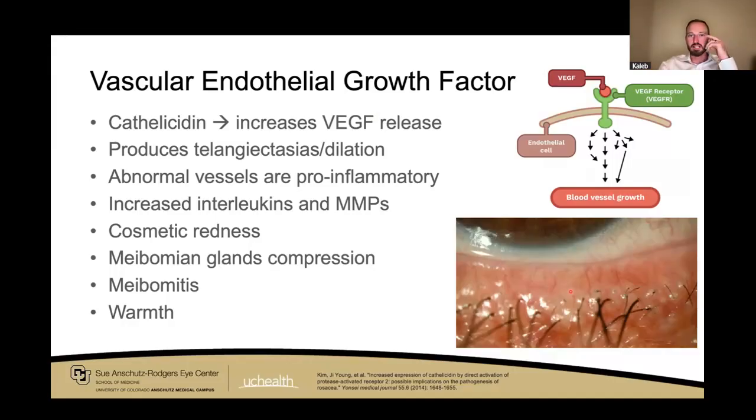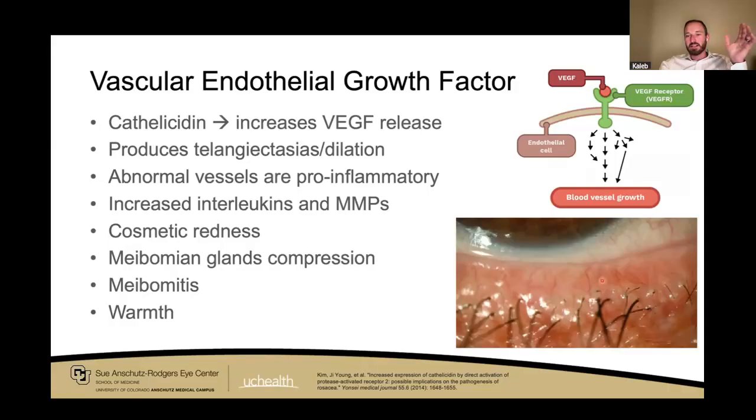So we start to see this increase in VEGF release on the eyelids. This produces telangiectasias, dilated blood vessels, and just like neovascularization of the retina and the iris, these are not healthy blood vessels. These blood vessels are bad, they're pro-inflammatory, they increase inflammation, and they cause problems.